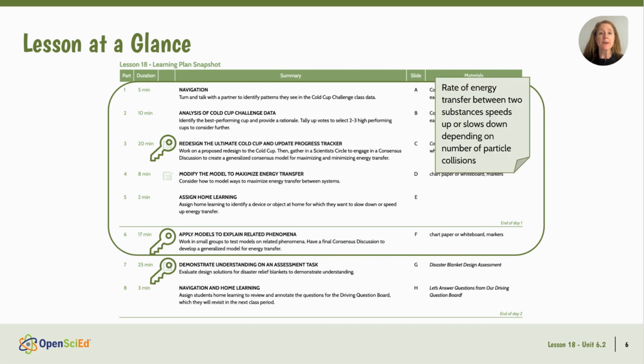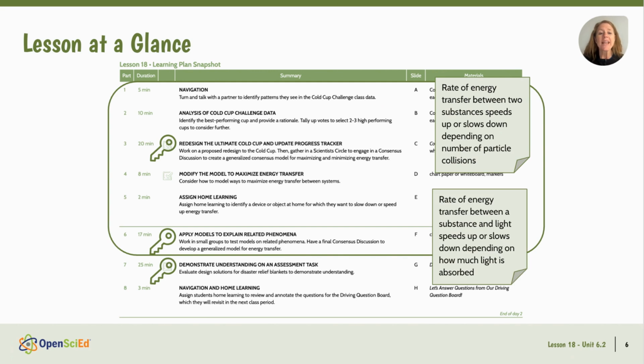First, that the rate between two substances either speeds up or slows down depending on the number of particle collisions. And second, that the rate of energy transfer between a substance and light either speeds up or slows down depending on how much light is absorbed. Students will work on applying this to a related phenomenon for both home learning and the start of day 2.